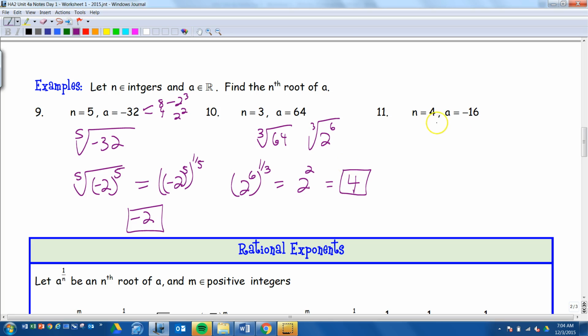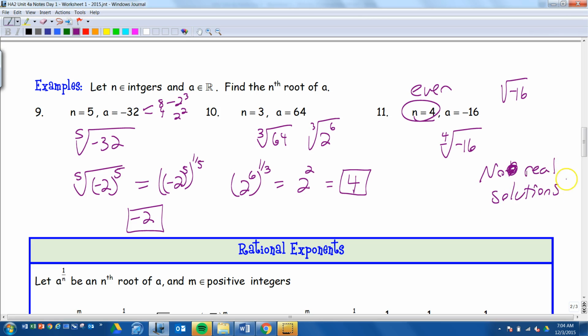Finally, think about this. This is even. Can you take the square root of negative 16? No, right? It's an imaginary number. Same thing with even roots with negatives. Not possible, or no real solution. Let's write it like that, because they are imaginary. Okay, so there are no real solutions when it's even and there's a negative underneath the even radical.